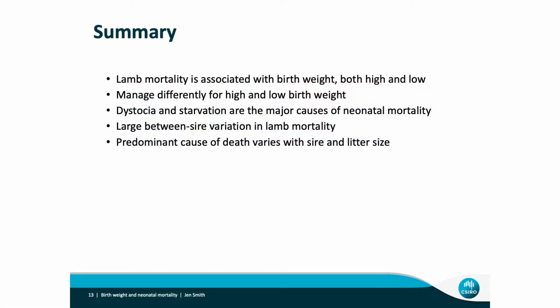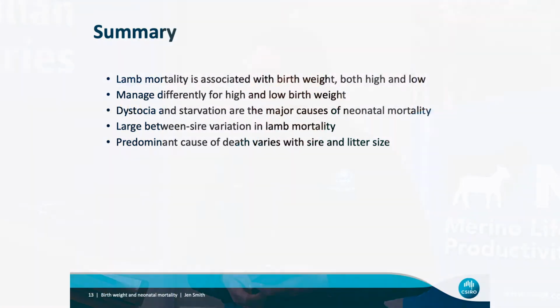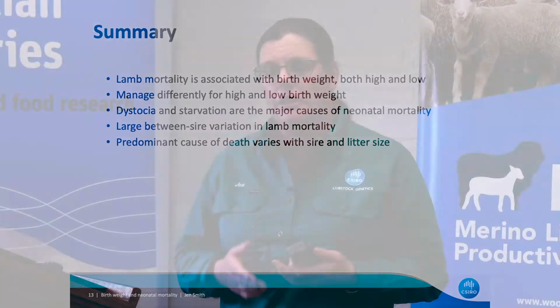So just to wrap it up on this, I guess the take-home messages are that yes, lamb survival is associated with birth weight. I don't think anybody's probably particularly surprised about that. Dystocia and starvation are the main causes of those mortalities, and that's also pretty well accepted in industry. Maybe what's not so commonly known is that there is large sire variation in the amount of neonatal mortality, and not only that, the predominant cause of those mortalities varies with sire.